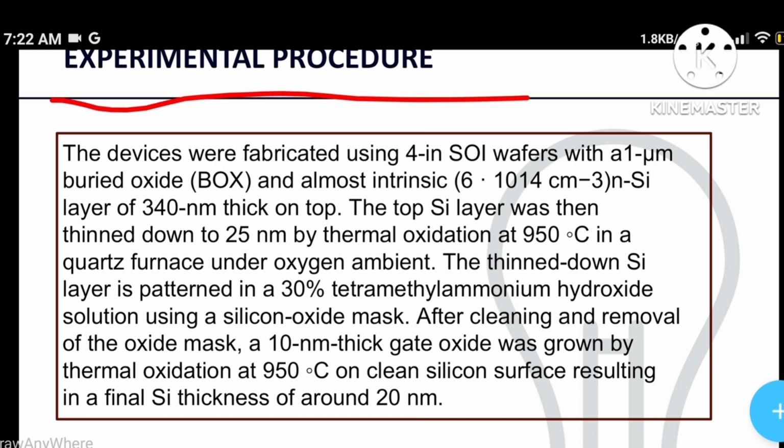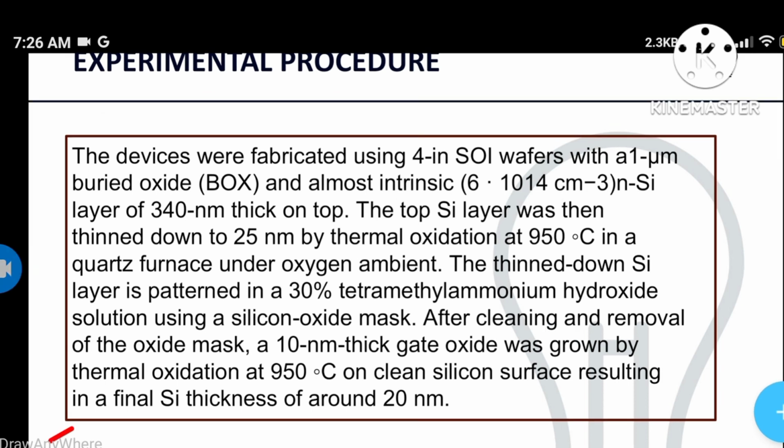Experimental procedure: the devices are fabricated using 4-inch SOI wafers with a 1 micrometer buried oxide (BOX) and an n-type doped top silicon layer of 6e14 per cubic centimeter, 340 nanometers thick on top.